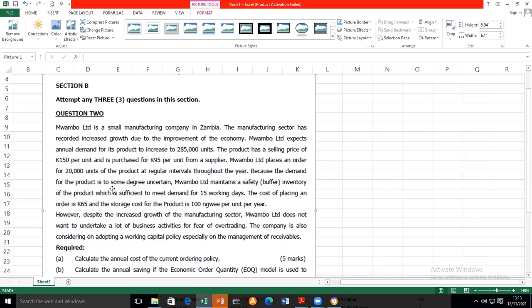The demand for the product is uniform. M maintains a safety inventory of the product which is sufficient to meet demand for 15 days. The cost of placing an order is 65 and the storage is 100 per unit. However, despite the increased growth of the manufacturing sector, M does not want to undertake a lot of this activity for fear of overtrading. The company is also considering adopting a working capital policy, especially on management of receivables.